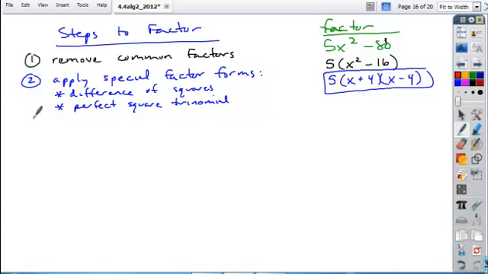All right, once you exhaust any special factor forms, what you can then look to do is just use your normal factor rules. And really the factor rules are trial and error. And so trial and error works well for the following types. It works well for leading coefficient of 1.